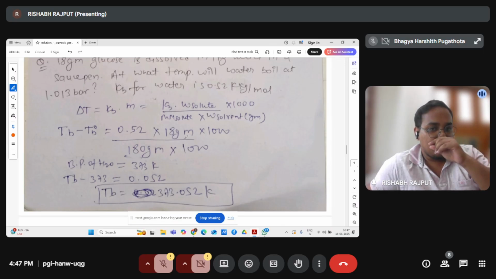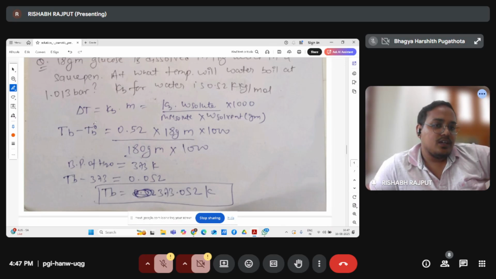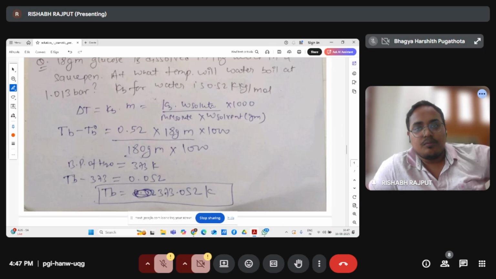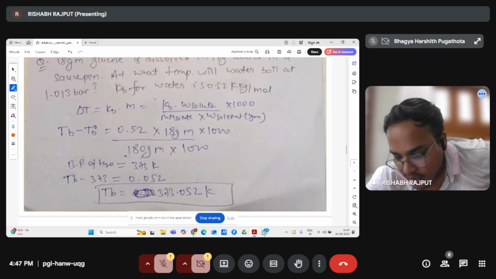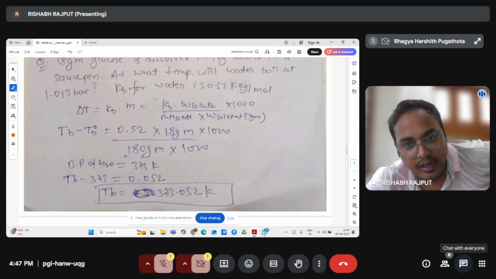If you solve this expression, you will get 0.052 in the end, and you know that T naught B is 373 here. So it will become 373.052. So your boiling point temperature for the solution is 373.052 Kelvin. So it is the answer. I think Prajwal, Arshit and Faiz, you all are right.